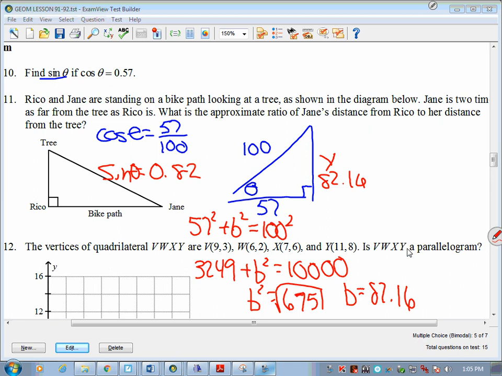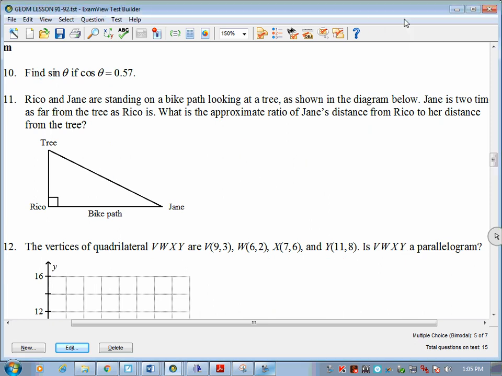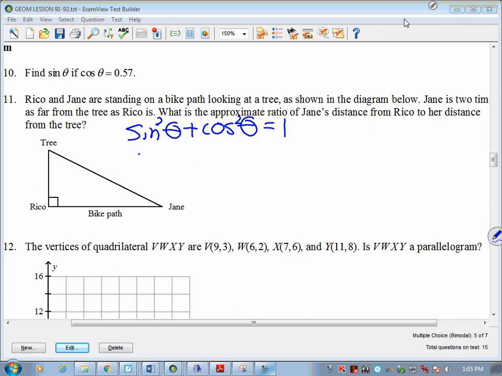And I had to draw a triangle. I had to know where 57 went, had to know where 100 went, I had to know several different things, correct? Whereas if I use the formula that we've learned today, which is sine squared theta plus cosine squared theta equals 1, then I start off with sine squared theta plus 0.57 squared equals 1.